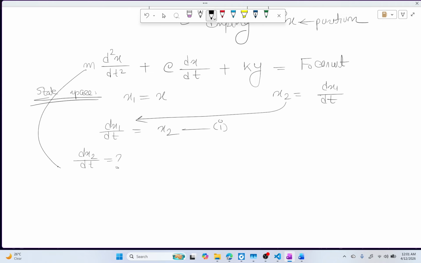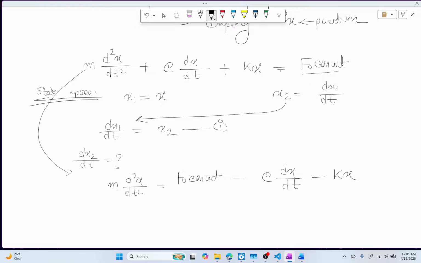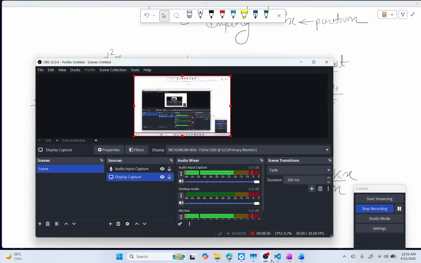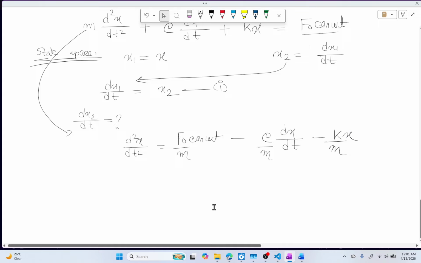I have to write this equation here, but with some modifications: m d square x by dt square equals f naught cos omega t, then I have to take all the other part to the right hand side. Oh, this is not y, this is actually x, sorry. So minus c dx by dt, then minus kx. Okay, and then let's divide by m. Okay, so you can see that I have done this here. Let me first finish the equation.